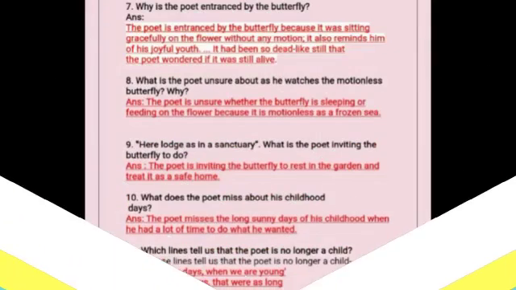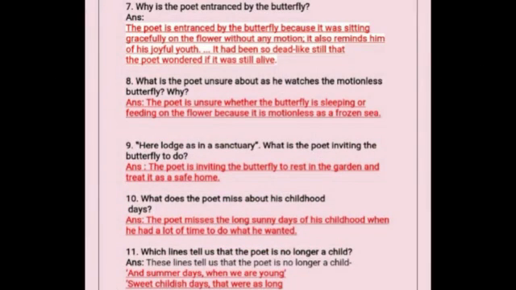Okay, children? So the next question: why is the poet entranced by the butterfly? The poet is entranced by the butterfly because it was sitting gracefully on the flower without any motion. Motion means movement. It also reminds him of his joyful youth, and it has been so dead-like still that the poet wondered if it was still alive.